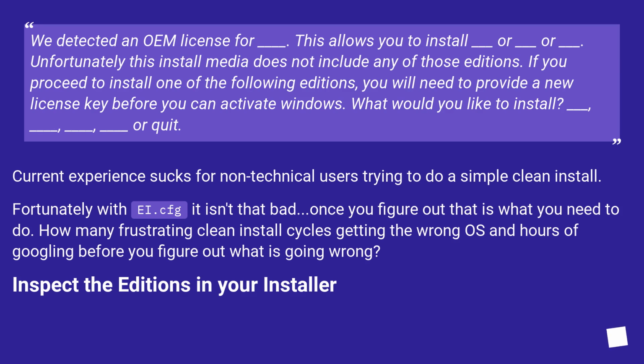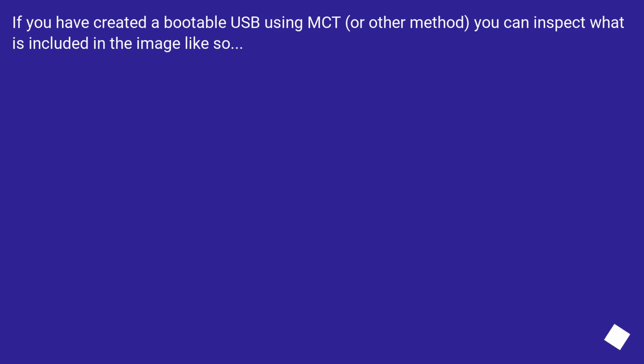The current experience sucks for non-technical users trying to do a simple clean install. Fortunately with ei.cfg, it isn't that bad, once you figure out that is what you need to do. How many frustrating clean install cycles, getting the wrong edition, and hours of Googling before you figure out what is going wrong? Inspect the editions in your installer. If you have created a bootable USB using MCT or another method, you can inspect what is included in the image like so.